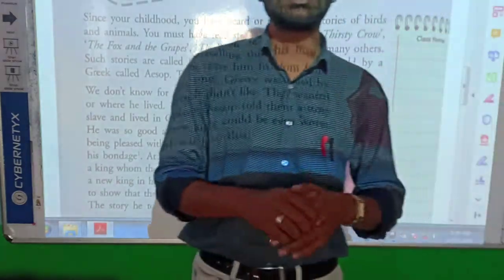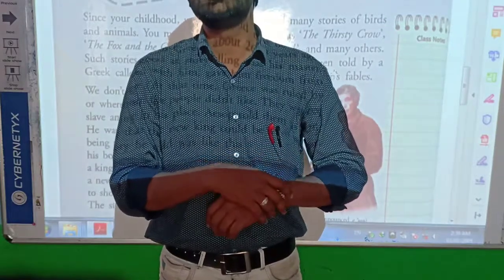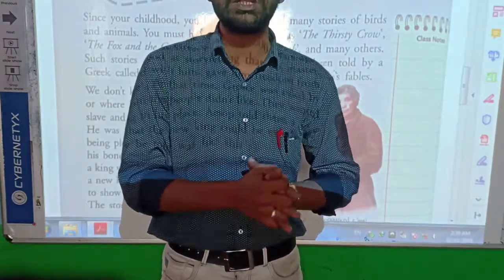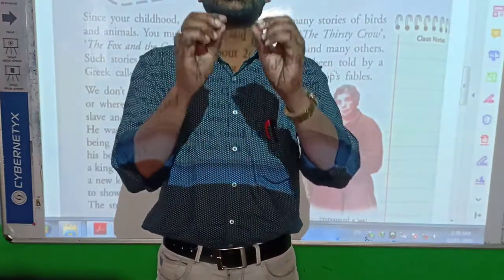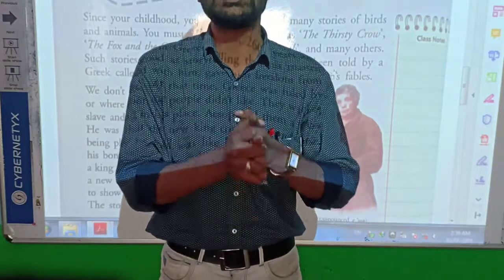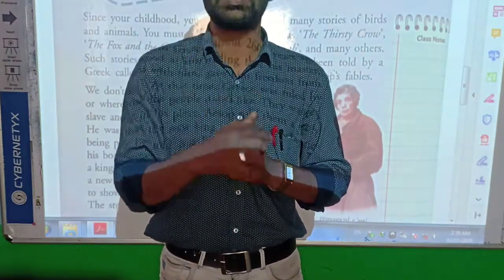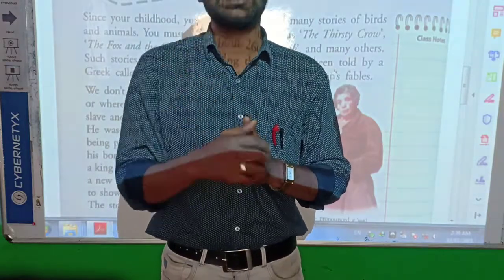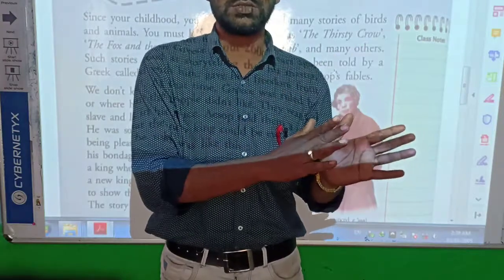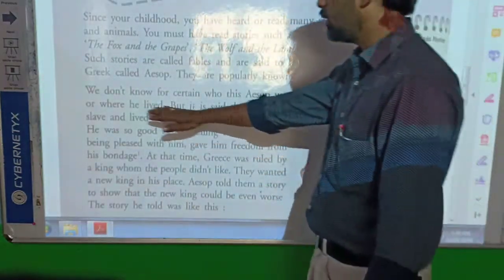So students, this type of stories where animals are the main characters, these stories are known as fables. And again one thing is given here, it is not confirmed, but it is said that all these stories were written by Aesop. One person is there, Aesop, and that's why these stories are known as Aesop's Fables. Now let's see what is given here in the next paragraph.